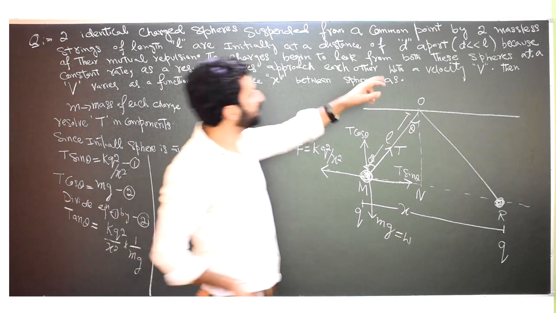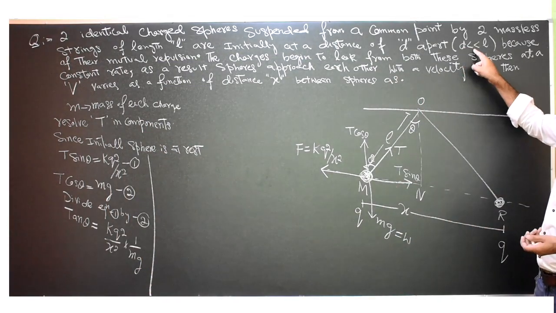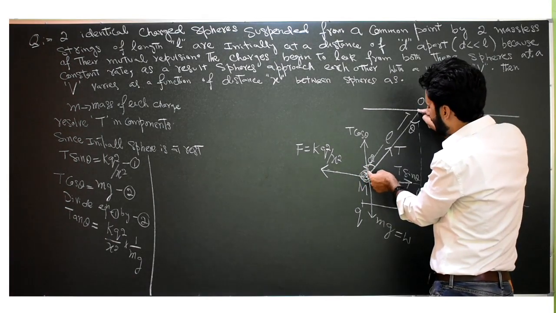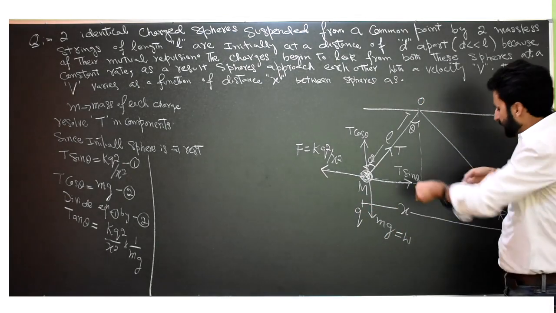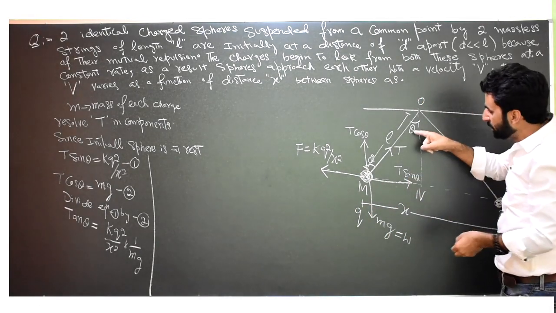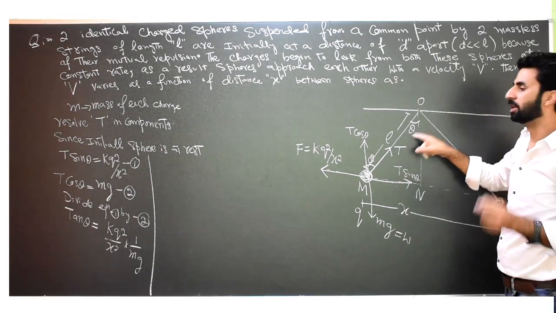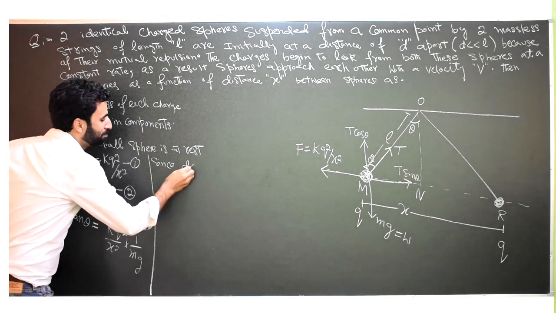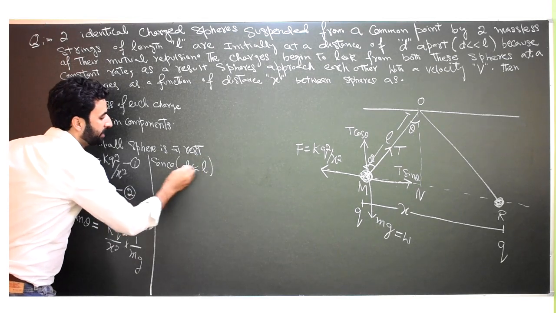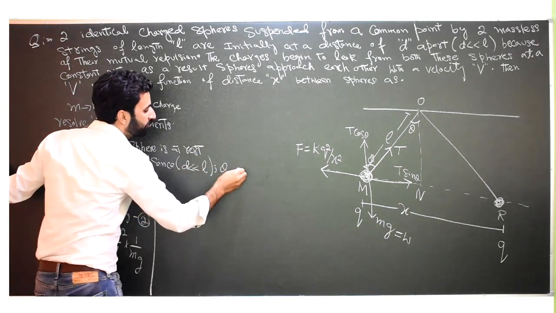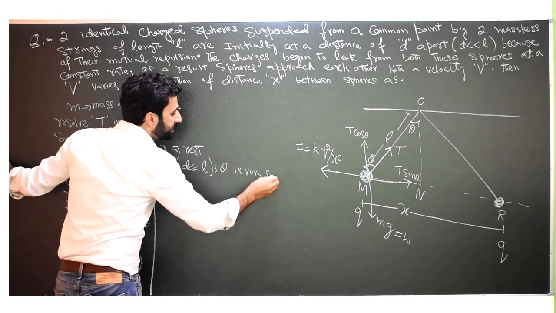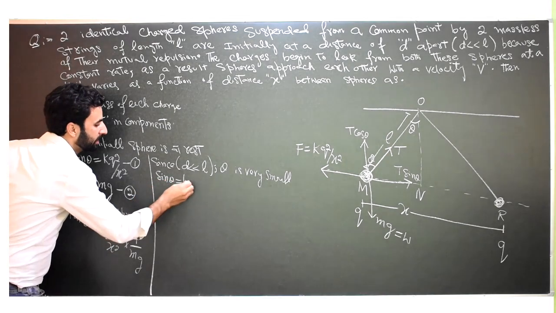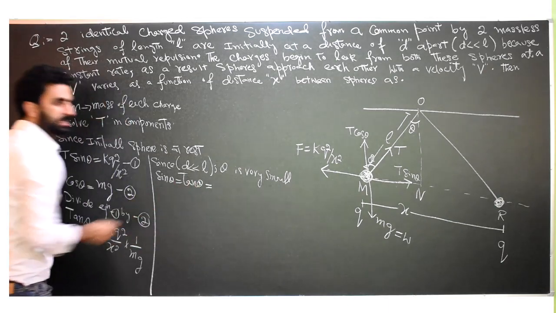But since we are given a condition here that d is much less than L, meaning the distance d by which they are separated is much less than L, the length of the pendulum is much greater than the separation between them, which essentially means that theta would be very small. And in case theta is very small, we know sin theta is equal to tan theta.